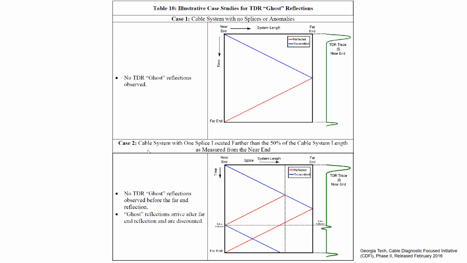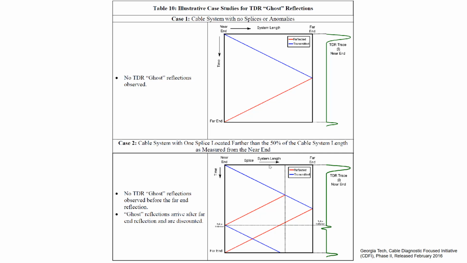diagrams. Then cable system. Second case is cable system with one splice located farther than 50% of the cable system length as measured from the near end. Now you see here, there is a joint. This is the joint location, here. This is the joint. You can observe just a dotted line is indicated here because whenever the signal arrives here, there will be a reflection. So now you see the joint location is more than the 50% distance from the near end.